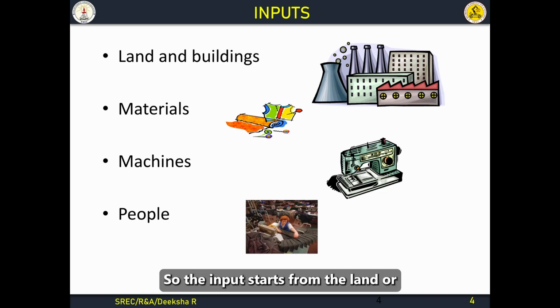So the input starts from the land or building, which is where a setup is made. Here the product or manufacturing item is developed. Next is the raw product or the materials. For example, if you work in a garment industry, the raw product is cotton or wool. These raw materials are bought for developing the end product. The next one is the machine, which is nothing but the tools used to form the end product. The next one is the people, the man, who works for developing the product.